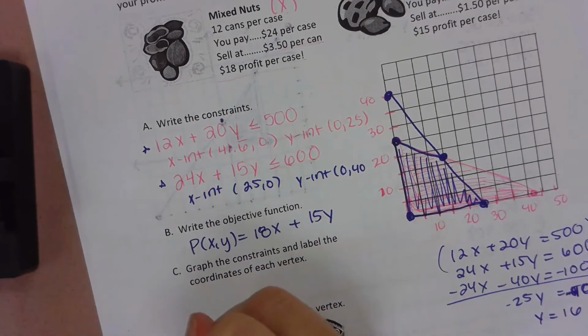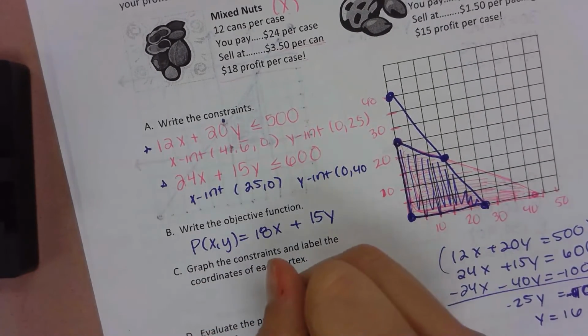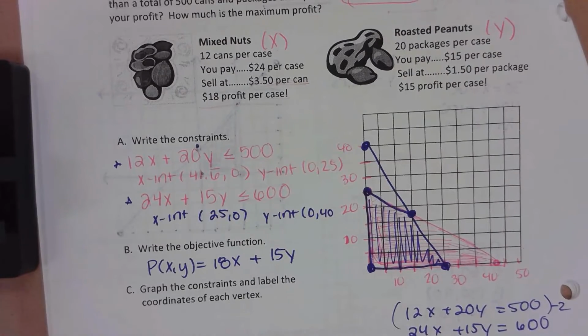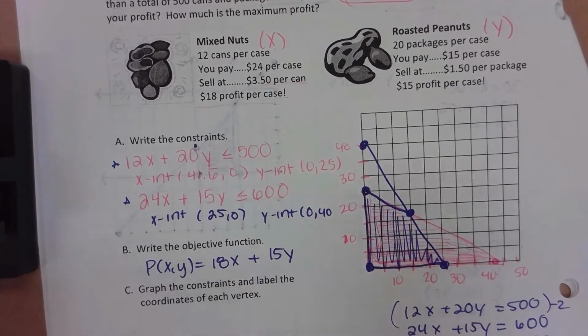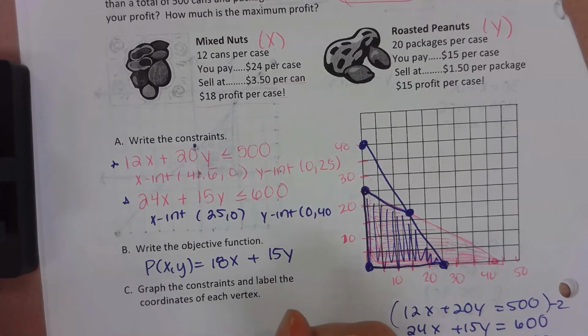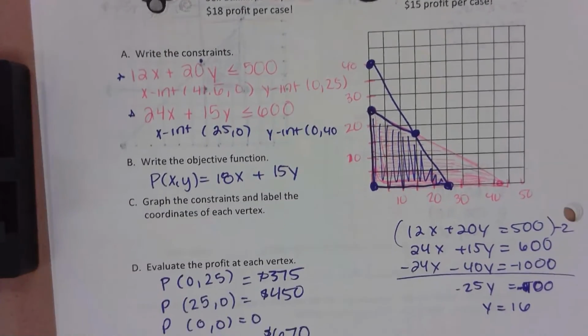And then you just plug each of these points in. So you have 25 times 15, which is 375. You have 25 times 18, which is 450. And then you have 15 times 18 plus 16 times 15, which is 670.